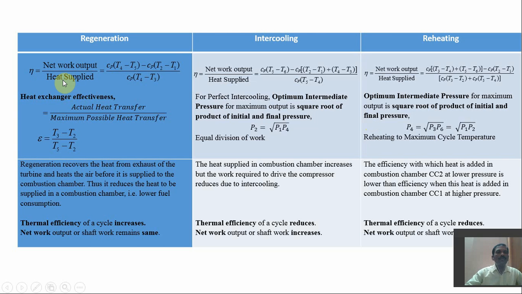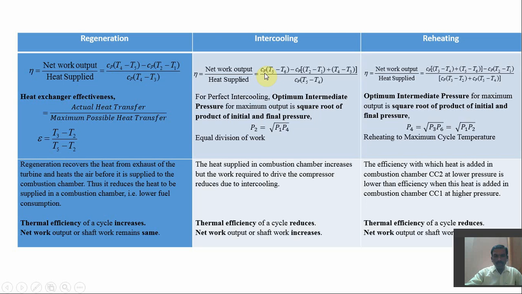The formula for regeneration is as written: turbine work minus compressor work upon heat to be supplied. Because of regeneration, instead of T4 minus T2 you have T4 minus T3. That is why a lesser amount of heat is to be added. So the thermal efficiency of the cycle increases, whereas work output is unaffected; it remains the same.